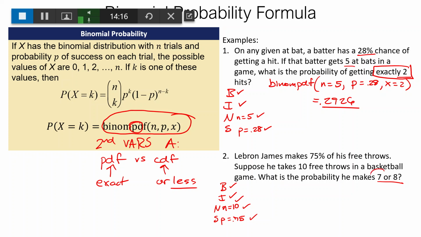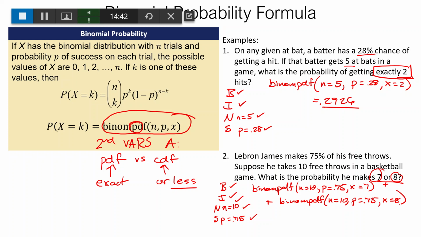So we're going to do it once with 7, once with 8, and add them together. So we have binomial PDF with n equals 10, p equals 0.75, and x equals 7, plus binomial PDF with n equals 10, p equals 0.75, and x equals 8. I do want you to always write this out and label it.